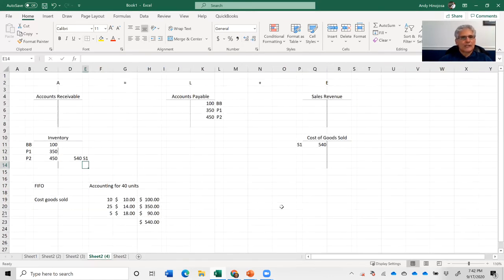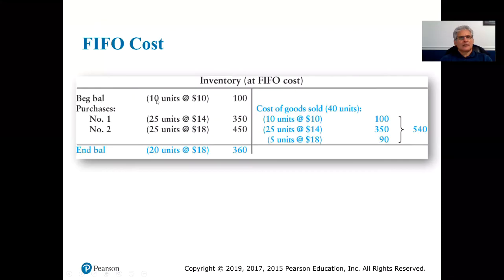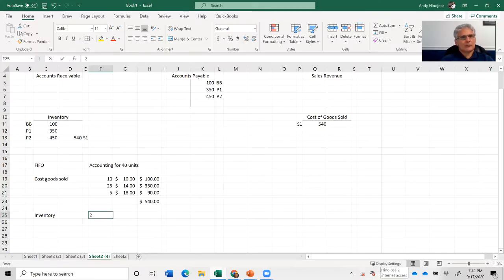Now, accountants always like to confirm numbers, so let's go ahead and compute our inventory. Our inventory that's remaining, well, we bought 60 units, 10 plus 25 plus 25, a total of 60 units, and we sold 40, so that means we have 20 units remaining.